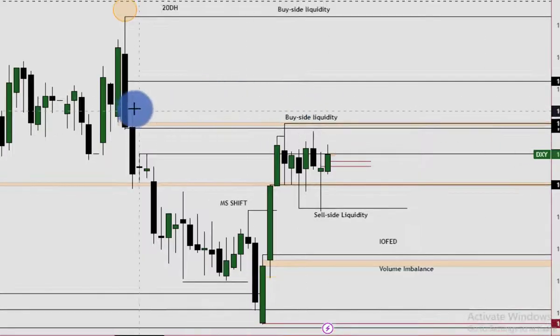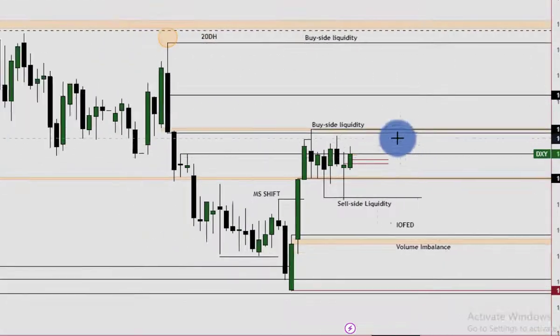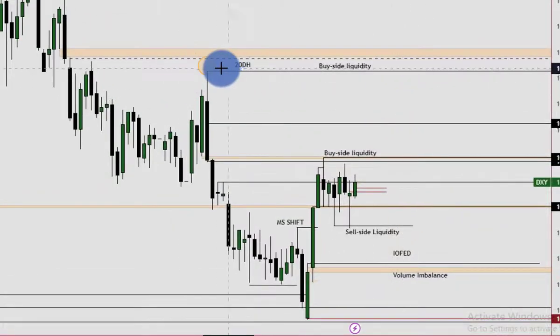Again, I can see the dollar trading into 50% of the bearish order block mean threshold here, which is this line you see here. It is 50% of this order block. It is called the order block mean threshold. And as well, the dollar can head into buy side liquidity residing above previous 20 days high.